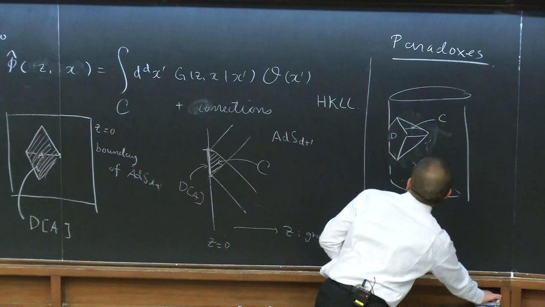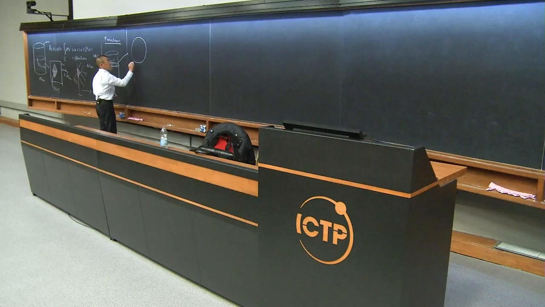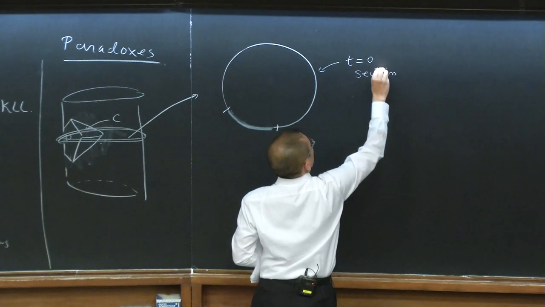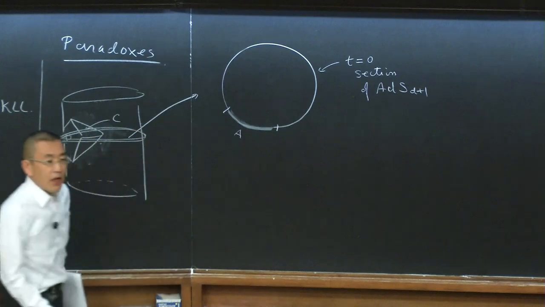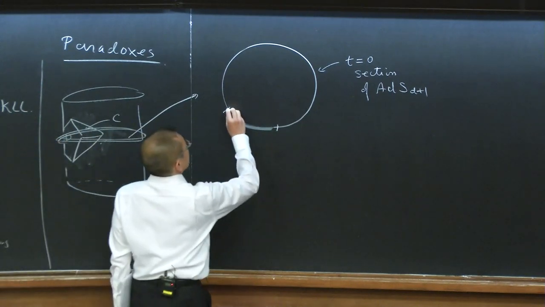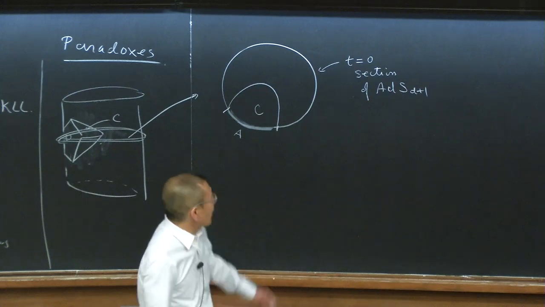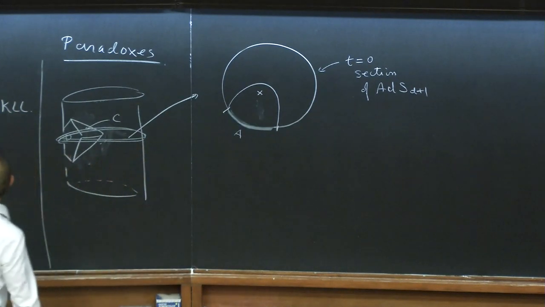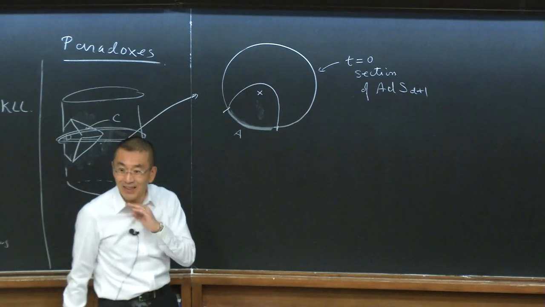Let's consider a space-like section of this ADS and draw this over here. So this is a boundary. Suppose this is the T equals zero section of ADS D plus one. Then we have some subspace A on the boundary, and then there is a space-like section of this domain C. So the claim of the HKLL construction is that if you are interested in constructing an operator right here, then you can construct it by considering a superposition of operators in the domain of dependence of A. OK? Yes, please.